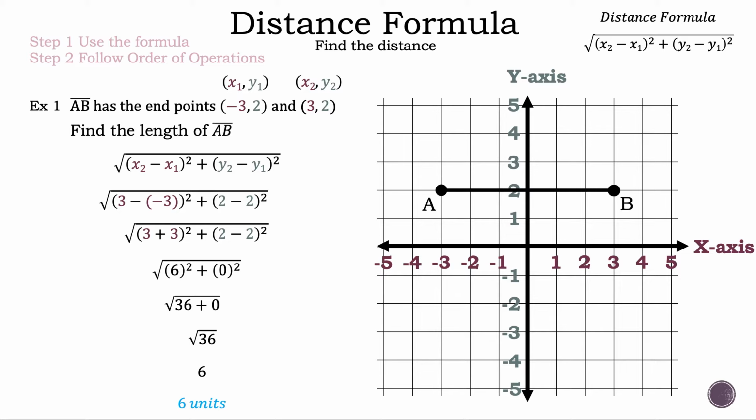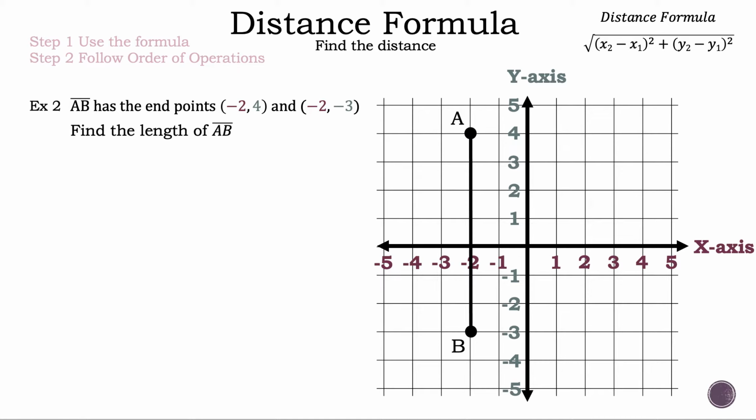Now, let's use the graph to show you why this is the case. Luckily, segment AB is horizontal. So in the end, we could just count the spaces in between point A and point B, and we should get the same answer. So let's go ahead and get started. 1, 2, 3, 4, 5, and 6. So we have the same answer. We did it correct. Now let's take a look at example 2.